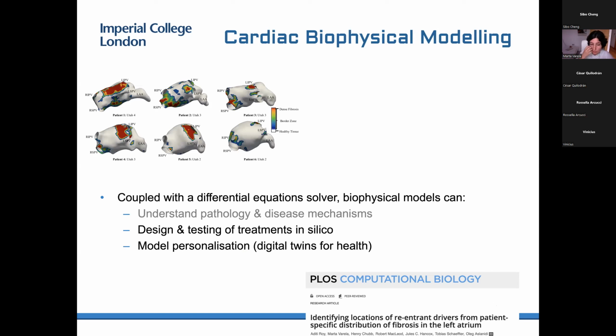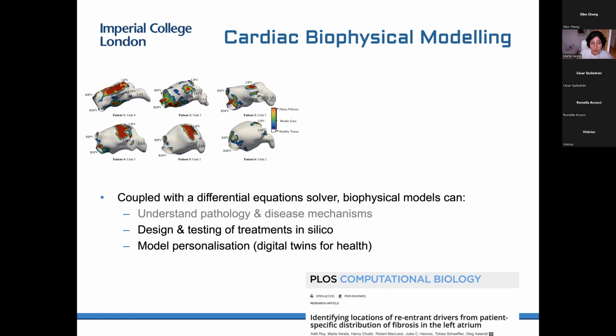Other things you can do are create personalized models of the heart, what we sometimes call digital twins, where here is the left atrium of different patients, 1, 2, 3, up to 6, with different shapes of the left atrium. These are models from MRI, and these colorful patches are areas of fibrosis or scar, which are thought to play an important role in the fibrillation dynamics.